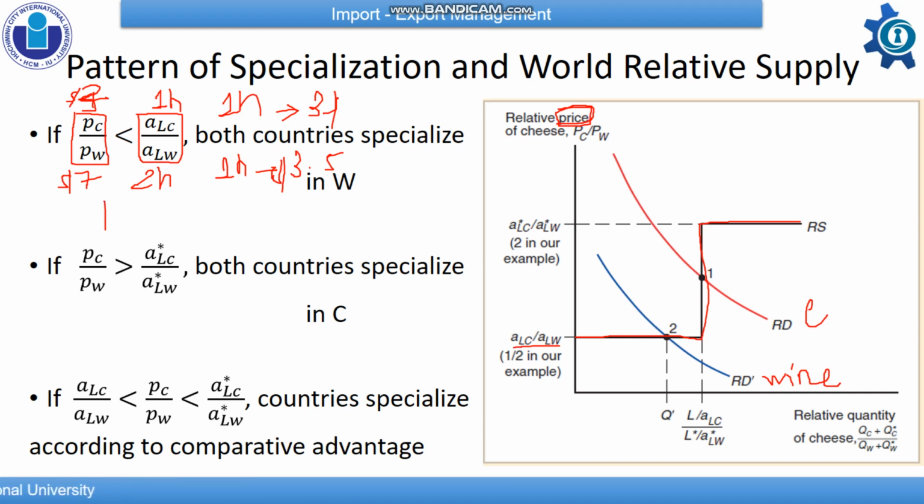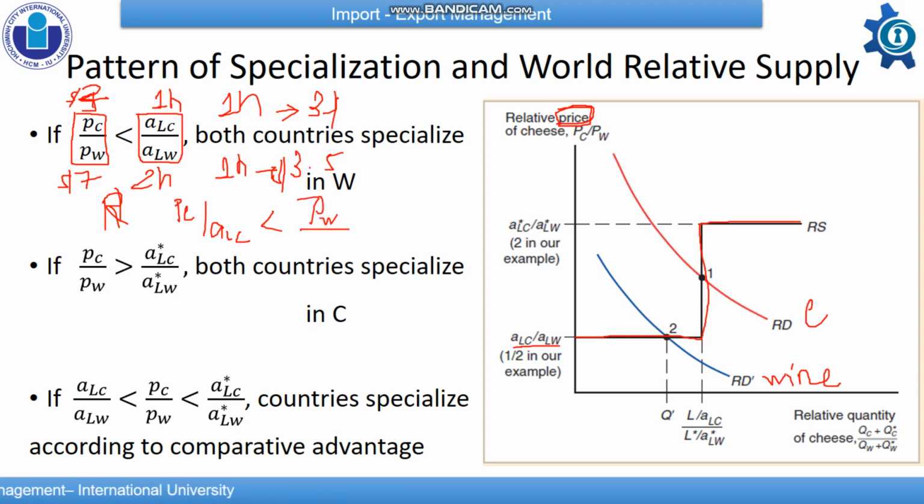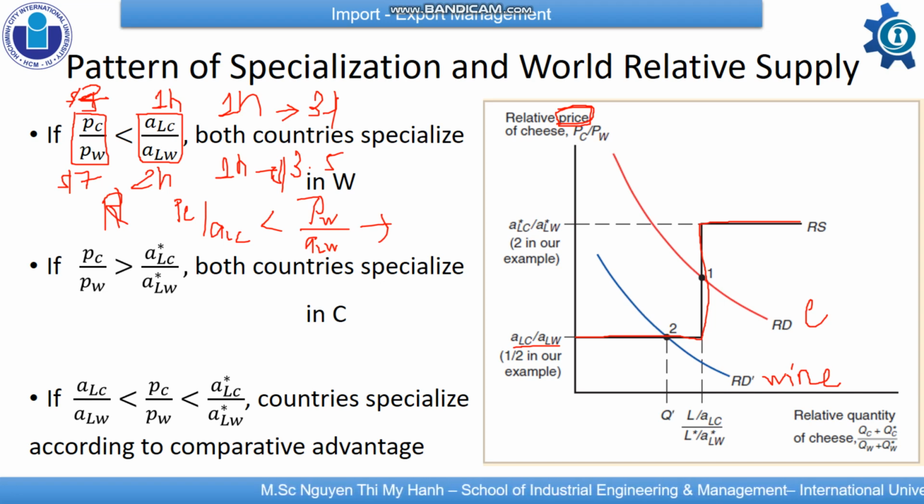So that's what we learned earlier: if PC divided by ALC is less than PW divided by ALW, they will specialize in wine production. So it's the same as this one. If the relative price of cheese is less than the relative unit labor requirement of cheese, the home country will specialize in wine production.